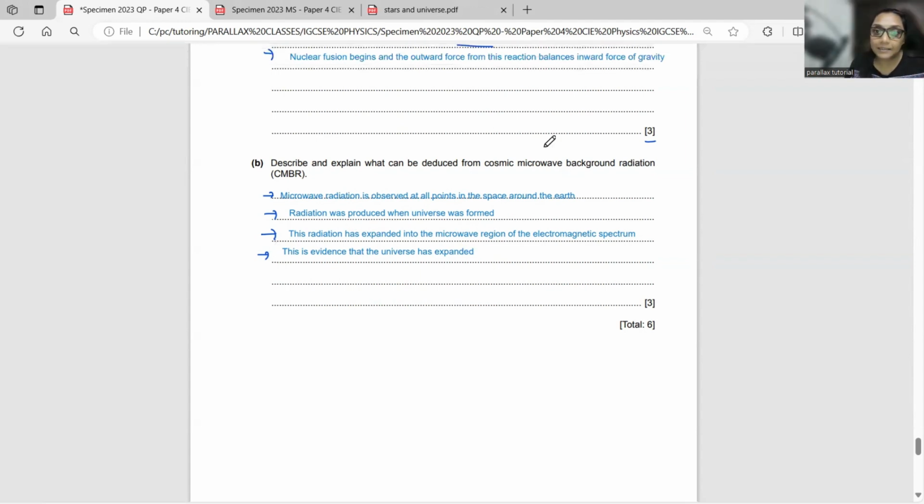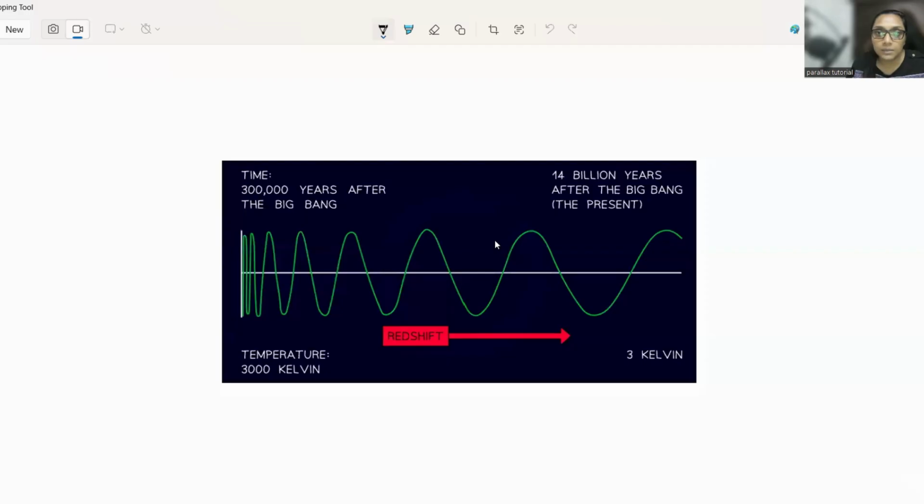Now let me explain this a little bit. When we talk about cosmic microwave radiation in particular, we are talking about how the universe came into existence, right? I will show you a picture of the cosmic microwave background radiation. Let me see, yeah, have a look at this. I hope this is visible.